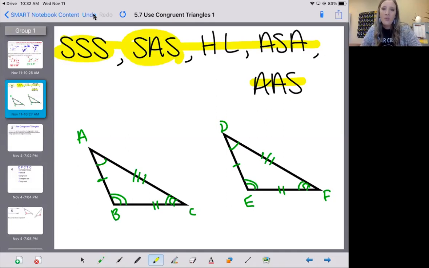So once we used one of these 5, then we were able to show that the triangles were congruent. And if the triangles are congruent, we can assume everything else is the same, right? So if we had side, side, side, for example, the triangles are now congruent by side, side, side, well, then you can assume the angles are also the same, right? So that's what we're going to talk about today.